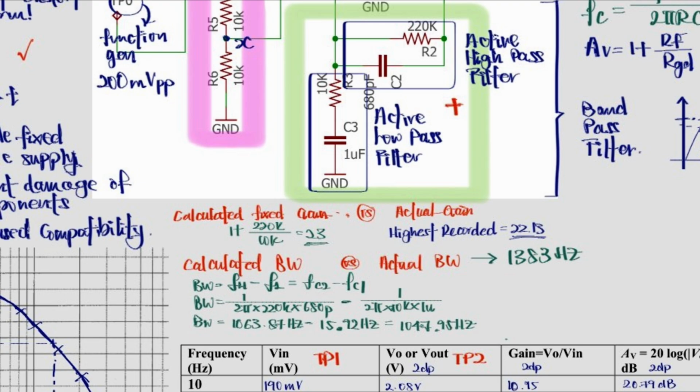The bandwidth formula is simply the higher cutoff frequency minus the lower cutoff frequency, making it the cutoff frequency of the high pass filter minus the cutoff frequency of the low pass filter. This gives us the passband of the band pass filter, which is 1048 Hz. That is close to the one that we found practically, which is 1383 Hz.